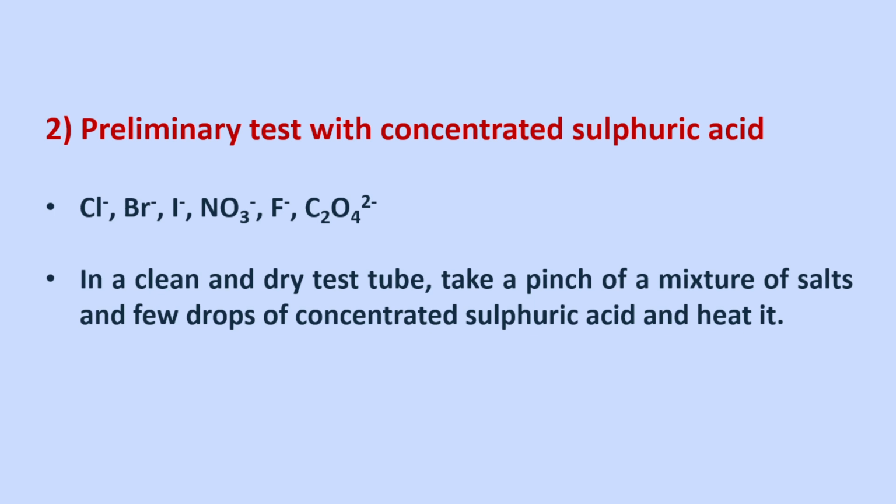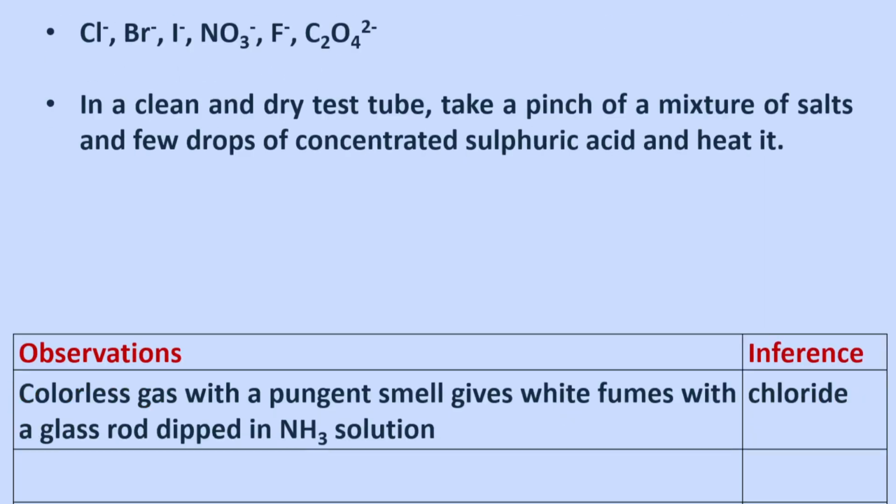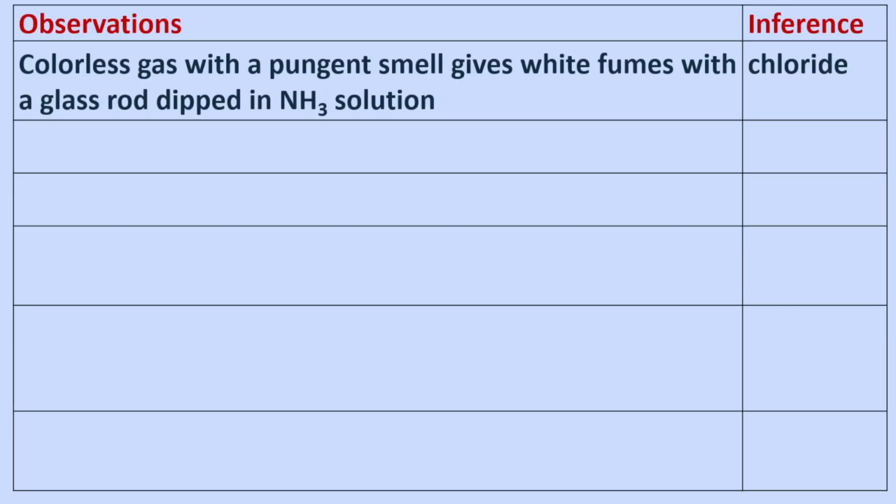The second preliminary test is with concentrated sulfuric acid. This includes radicals such as chloride, bromide, iodide, nitrate, fluoride, and oxalate. In a clean and dry test tube, take a pinch of the mixture of salt and add a few drops of concentrated sulfuric acid and heat it. If you observe a colorless pungent gas that gives white fumes when a glass rod dipped in ammonia solution is brought near, it indicates the presence of chloride ion.